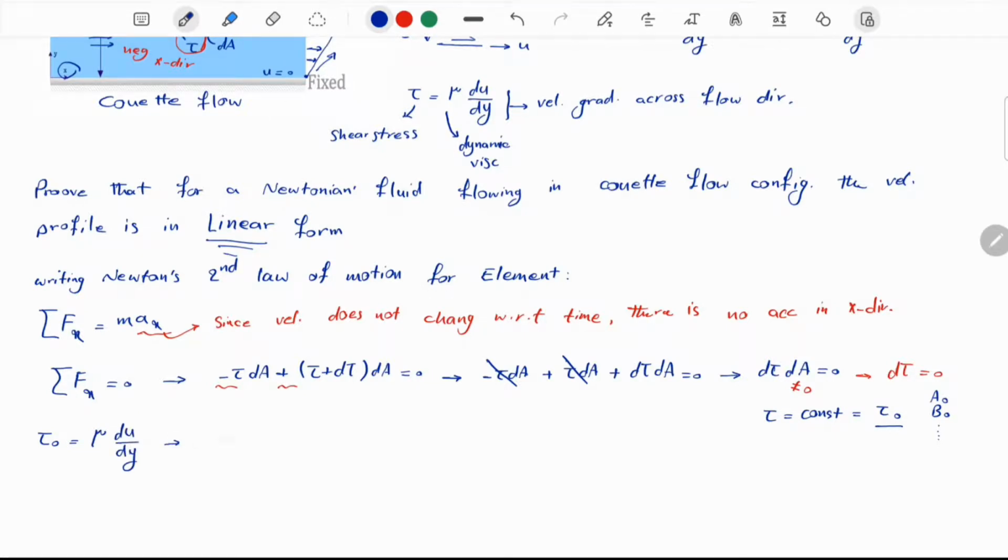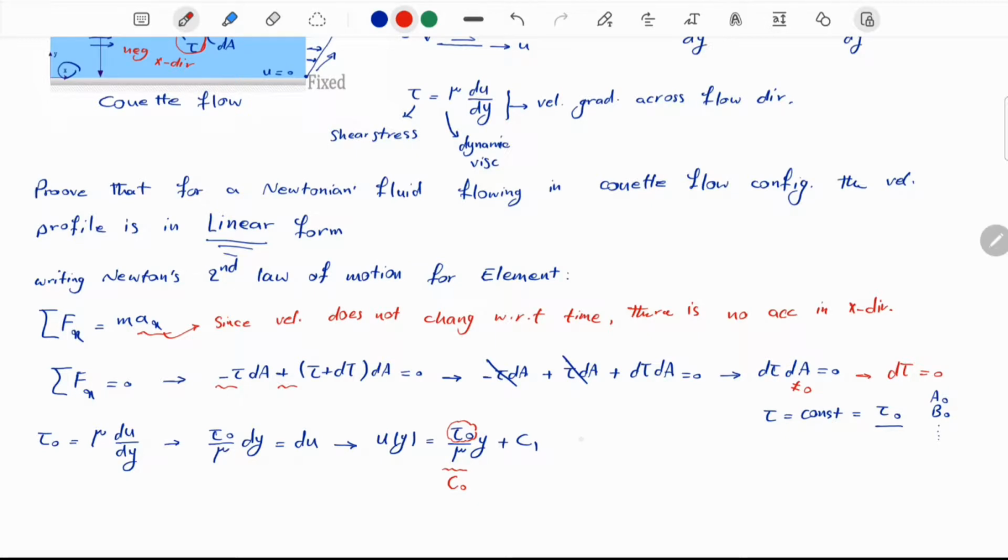From here, we have tau naught over mu dy equals du. This is a simple differential equation which results in u as a function of y equals tau naught over mu multiplied by y plus c1. Okay, c1 is our integration constant. Also, there's a point here. This tau naught over mu is also a constant. I call it c naught. But this tau naught is not determined yet.